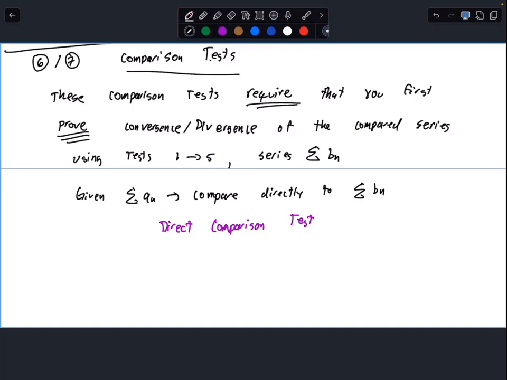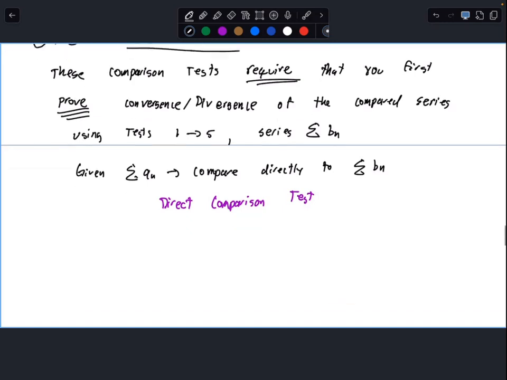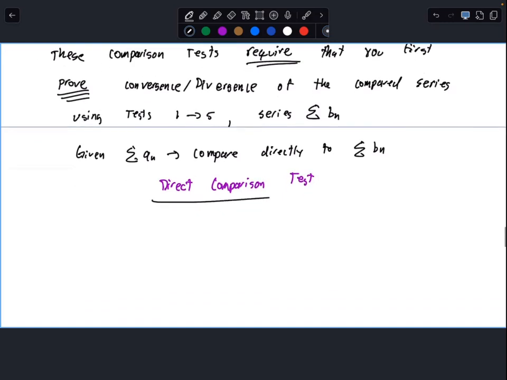Because this goes to the same question that was just brought up: how do you prove that the terms were always decreasing? Then you technically have to prove that every term is directly less than or directly greater than its compared series. So this is the direct comparison test.